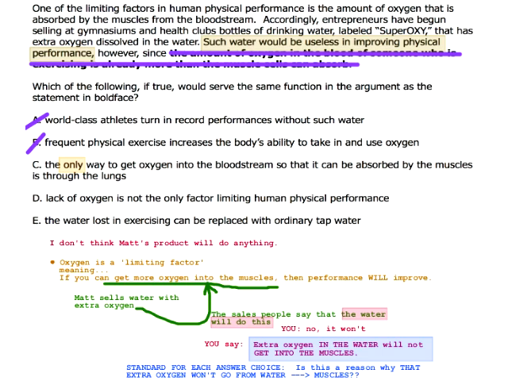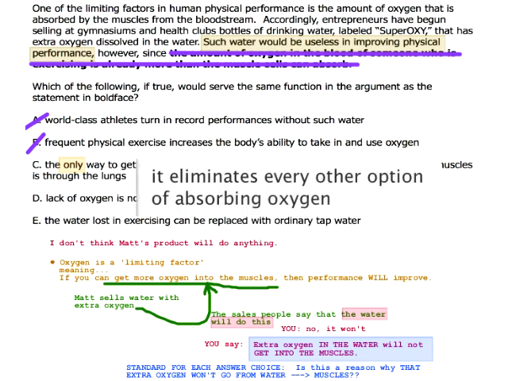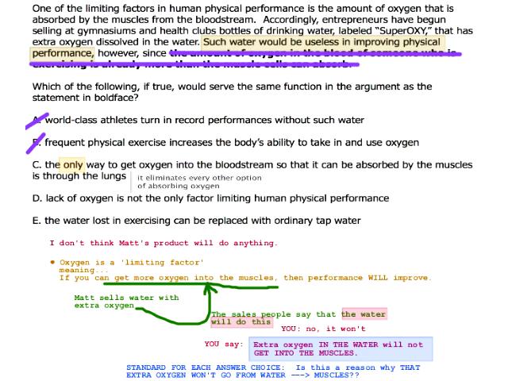"Only" means, what about other ways? Yeah, it eliminates every single other option. I like the way you wrote that. I'm going to put that on the board. Yeah, "only" is a big word. It makes the choice very strong, which could be good or bad. Here it's a good thing, because it eliminates every other option.